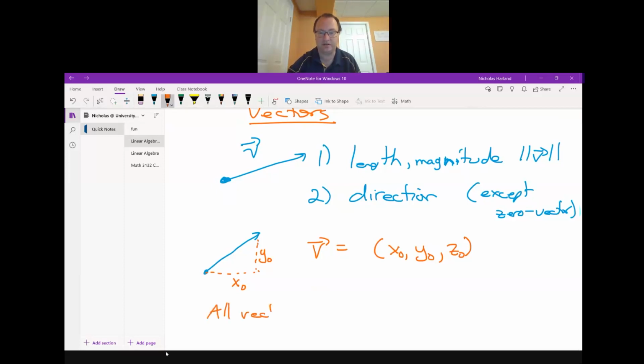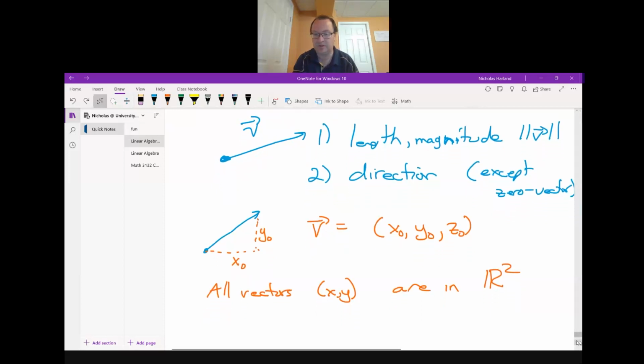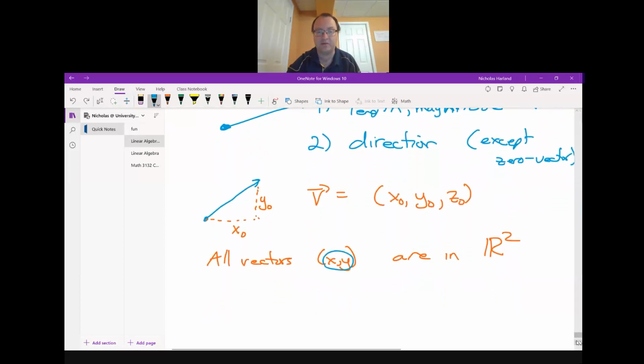So all vectors (x, y) we say are in R2. The R stands for, that should be a familiar symbol for the real numbers. The superscript 2 here is just saying that there's two components. So we call that R2. That would be if x and y are just any real numbers. In this course, our focus will be on real numbers. If you're familiar with complex numbers, you could write it as the complex numbers squared.